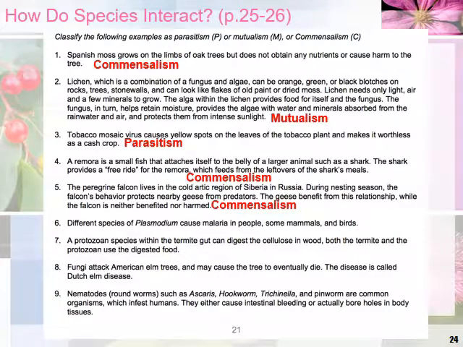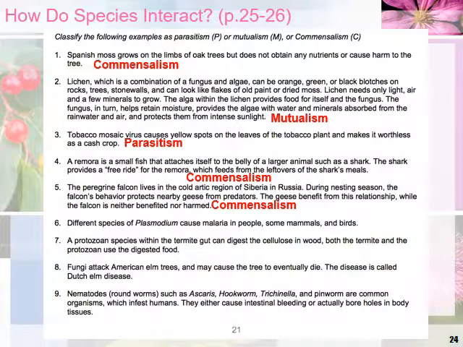Then we talk about the falcon. The falcon kind of really gains an advantage here, but there really isn't a negative result to the... where we have the falcon protecting the nearby geese from predators. So the geese benefit, the falcon is the one that's not really benefiting at all. Nothing really happens to the falcon, but the geese benefit because of the falcon. So then it's commensalism.